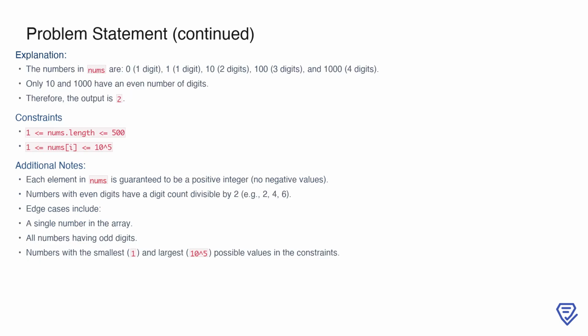To summarize, the task is to count numbers with even digit counts in the array. The constraints specify that the array length can range from 1 to 500 and the values in the array are positive integers between 1 and 100,000. A key observation is that numbers with even digits have digit counts divisible by 2, such as 2, 4, or 6. It's also important to consider edge cases, like arrays with only one number, arrays where all numbers have odd digits, or arrays containing the smallest and largest possible values. These conditions ensure comprehensive handling of the problem.